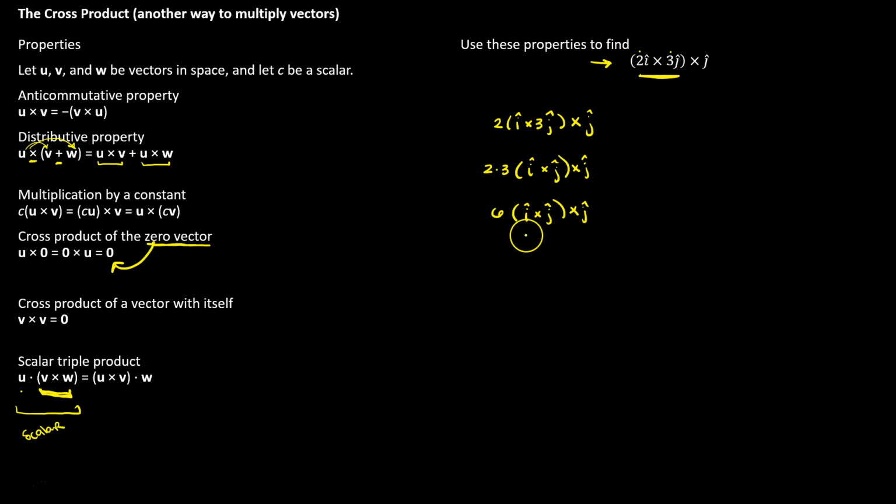I hat crossed with j hat, we actually did that earlier with the right hand rule, so if you forgot, go ahead and use your right hand to find out that i crossed with j is the k hat vector. I'll bring down that 6 multiplier and then bring down the cross j hat. And then k crossed with j in that order. Again, using that right hand rule, we'll find that this is the negative i hat vector. And we need to bring down our 6 multiplier. So our final answer is negative 6 i hat.